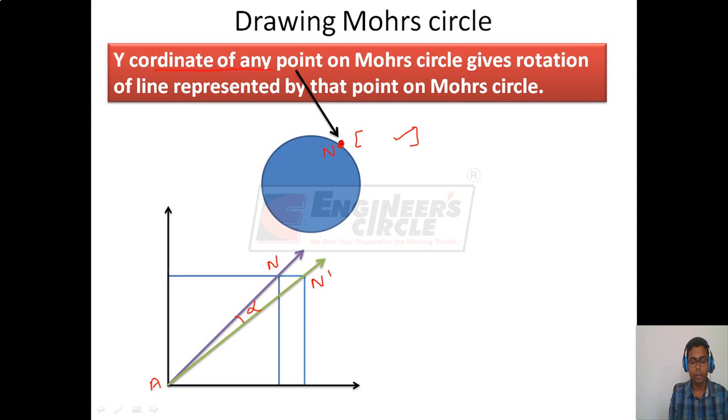That is, y coordinate of any point on Mohr's circle gives the rotation of the line represented by that point on Mohr's circle. So since this point N is representing direction AN, therefore its y coordinate will give the rotation of line AN, which is alpha, in this case in the clockwise direction. So x coordinate will give normal strain and y coordinate will give rotation of the line represented by that point.